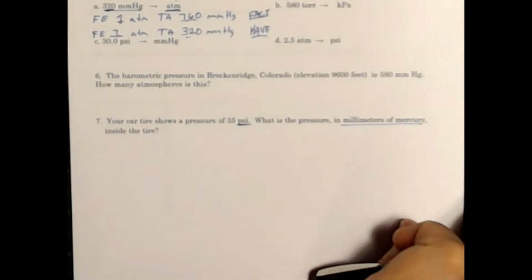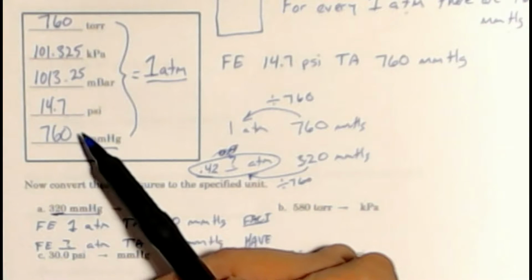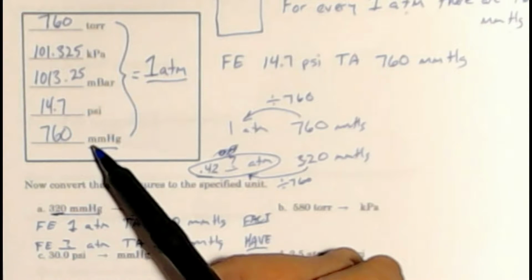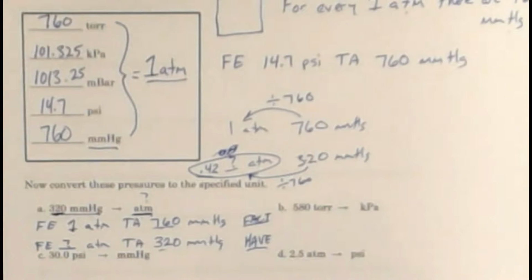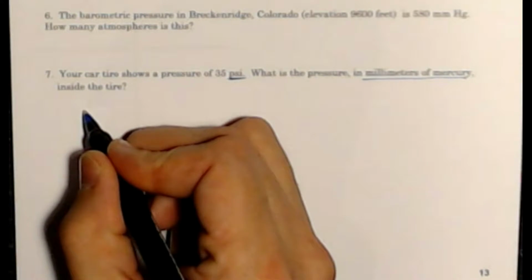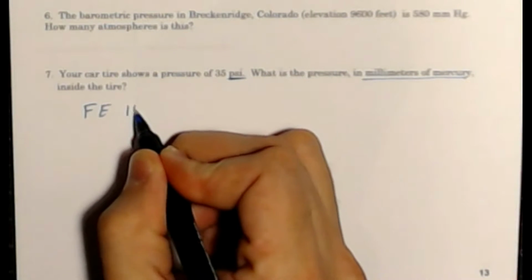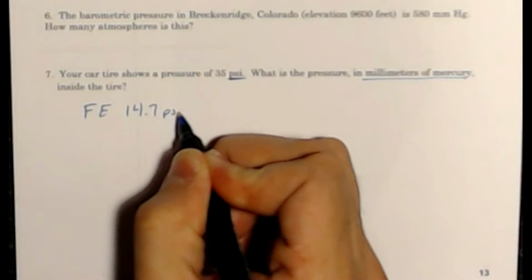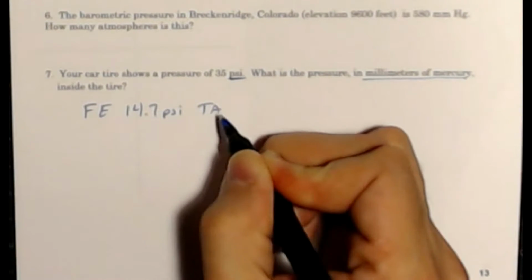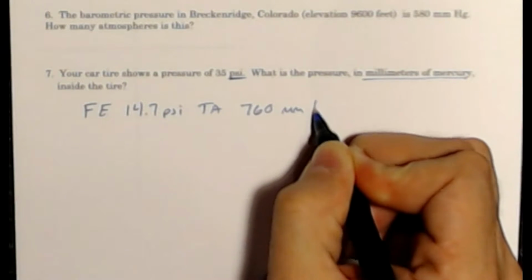So let's figure out what that is. So we know up here 14.7 psi is equal to 760 millimeters of mercury. So let's use that and write a for every statement. So we can say for every 14.7 psi, there are 760 millimeters of mercury.